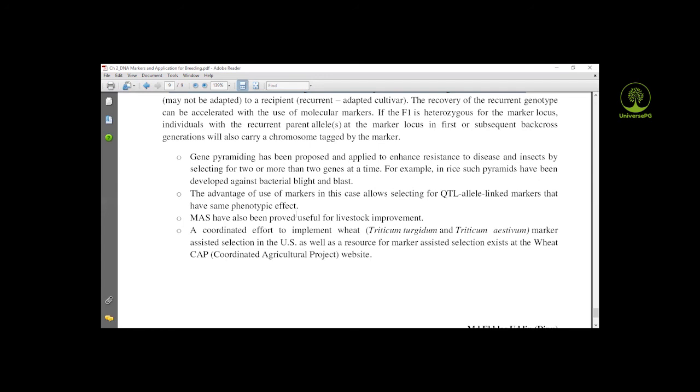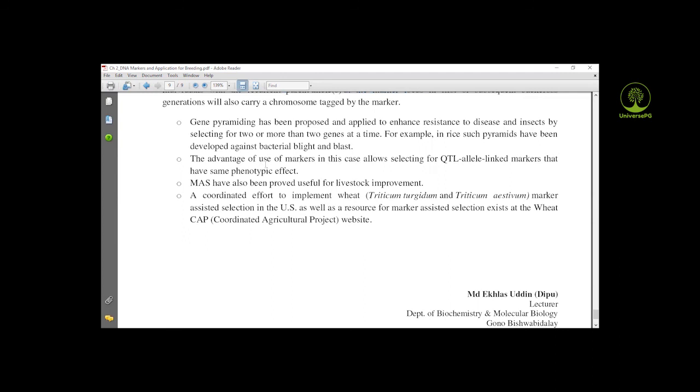You know, very recently, Bangabandhu Sheikh Mujibur Rahman Agricultural University in Bangladesh discovered the wheat blast disease, and the microorganisms involved in the creation of this disease. Those are the possible uses of marker aided selection. The advantage of using markers in this case is that it allows selecting for QTL alleles linked to markers that have the same phenotypic effect.